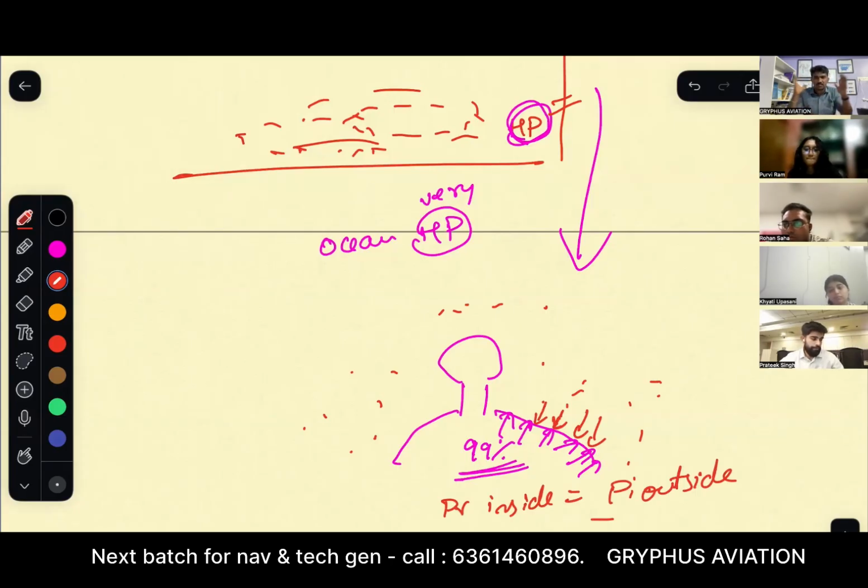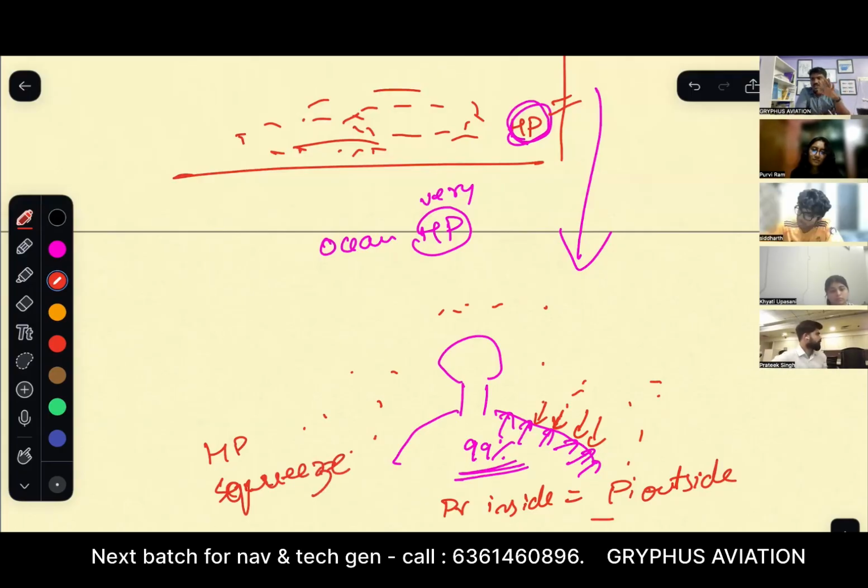Actually, we are being squeezed by the pressure. High pressure means high squeezing. You are going to be a Golgappa basically. A lot of squeezing will happen. Now this will only work on the ground.